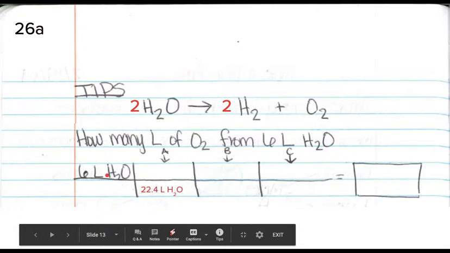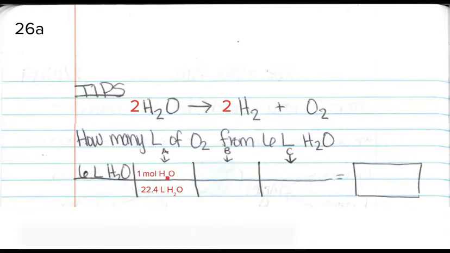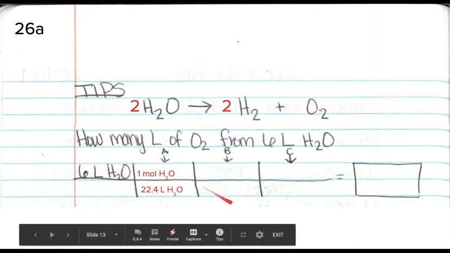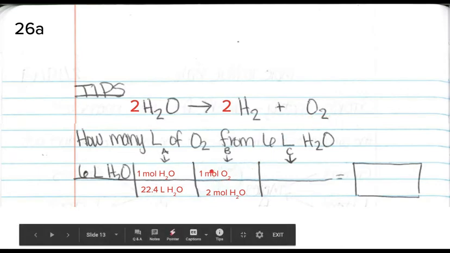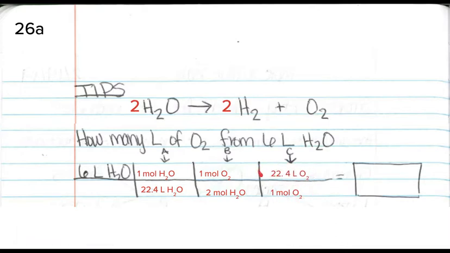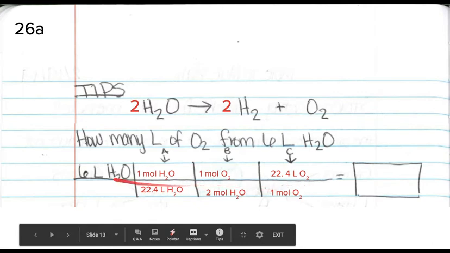Okay, so you should have said at the bottom here that liters water, there's 22.4 liters of water in 1 mole of water. Then you're going to say what goes up must come down again, and there's actually 2 moles of water, right? 2 moles of water for every 1 mole of oxygen in this chemical equation. Then what goes up must come down. In 1 mole of oxygen, there are 22.4 liters of oxygen. And if you plugged all of this into your calculator correctly, you should have got 3 liters of oxygen ultimately.